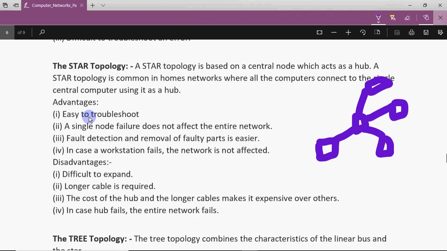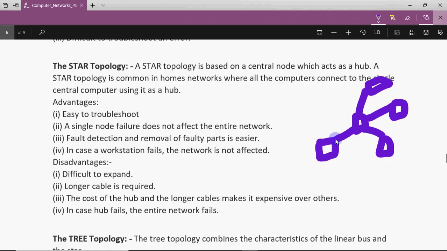So the advantages are it's easy to troubleshoot. If one of the computers is not working, I can find out which one is not working. A single node failure does not affect the entire network. Fault detection and removal of the faulty part is easier. In case a workstation fails, the network is not affected.